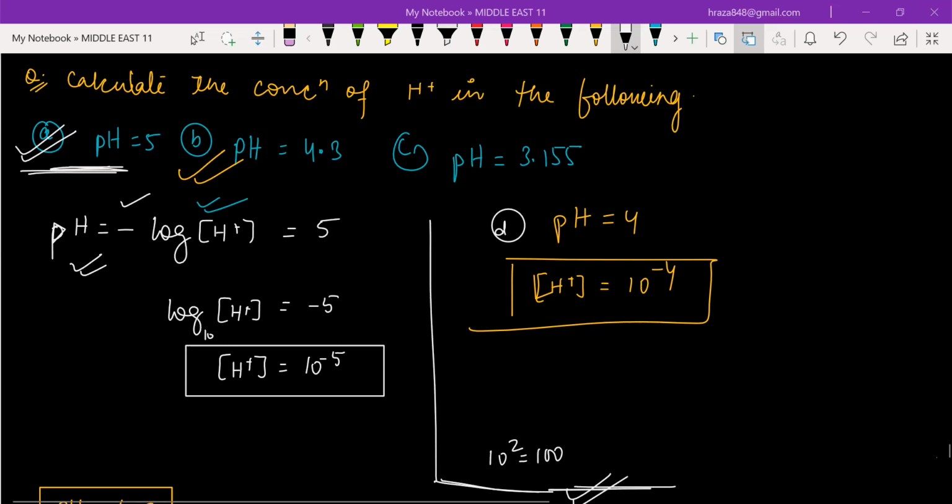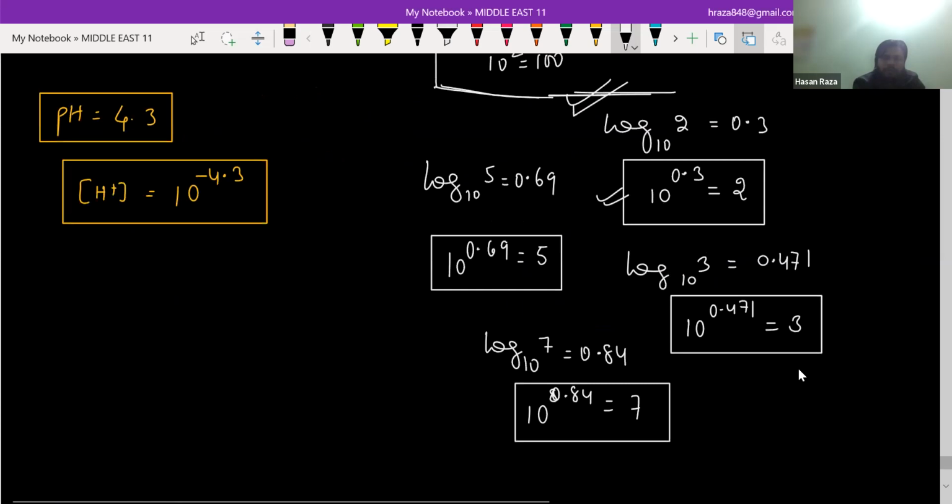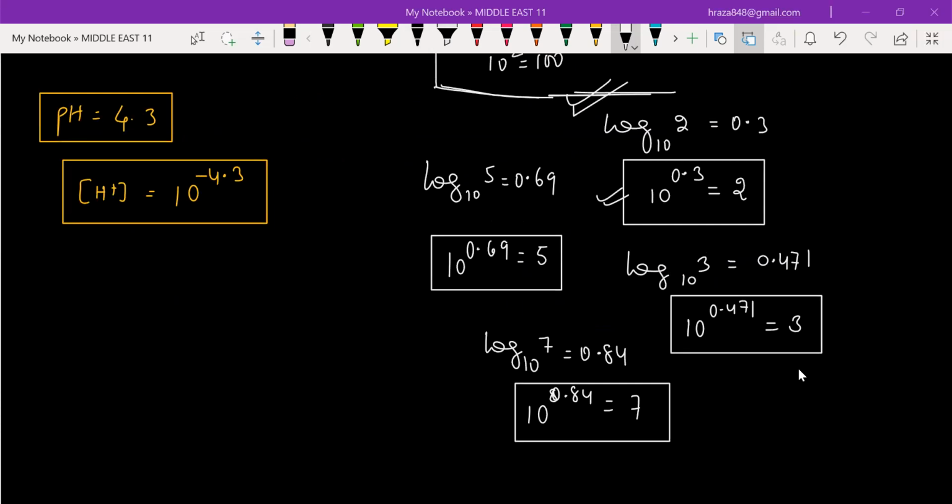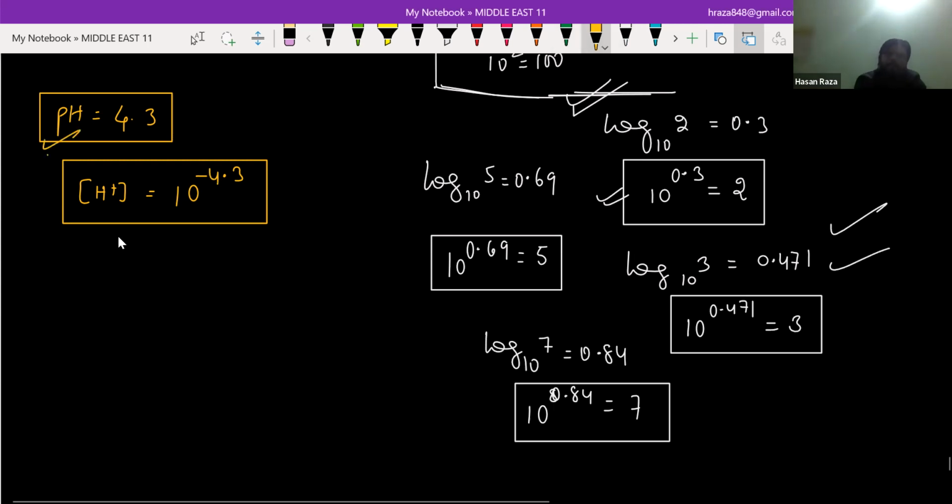Very good, everyone. Now write this value. After this, I am going to discuss how to calculate the concentration of H plus when 4.3 pH is given.